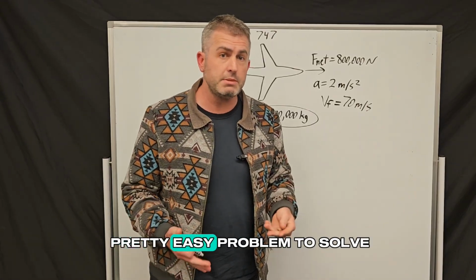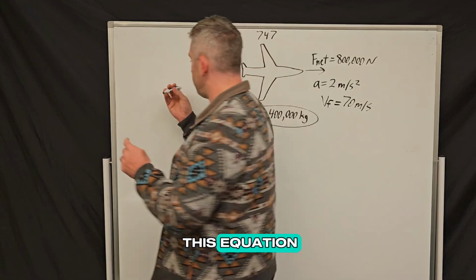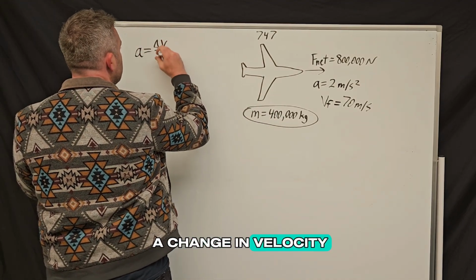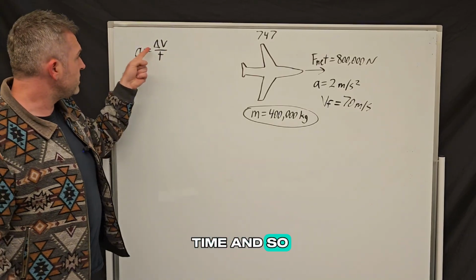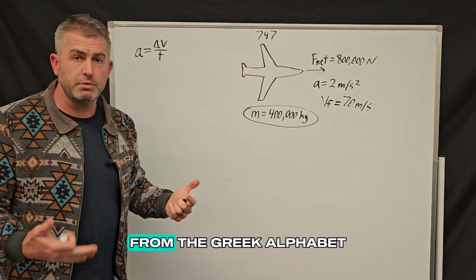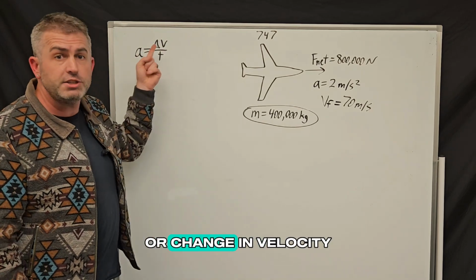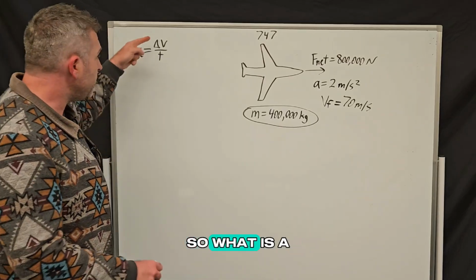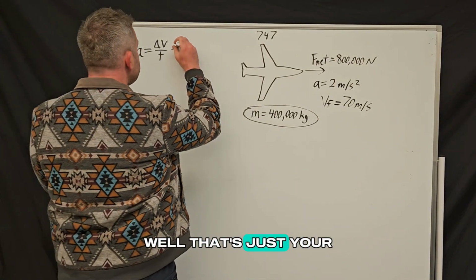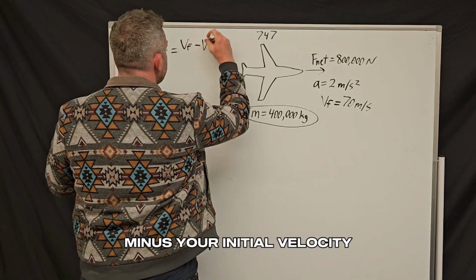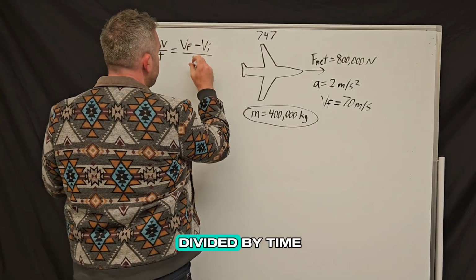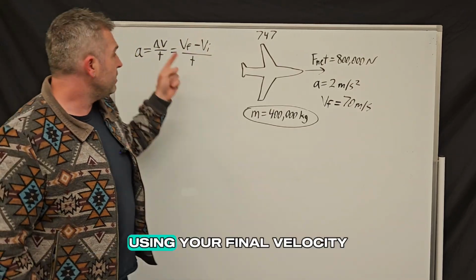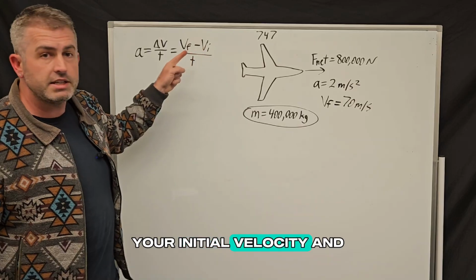And that's actually a pretty easy problem to solve. And we're going to use this equation. Remember how I said acceleration is defined as a change in velocity over a period of time. And so this triangle symbol stands for delta from the Greek alphabet. So delta V, or change in velocity divided by time, that's the definition of acceleration. So what is a change in velocity? Well, that's just your final velocity minus your initial velocity. And that's going to be divided by time. So this is an equation that lets you calculate acceleration using your final velocity, your initial velocity, and the time you're accelerating.